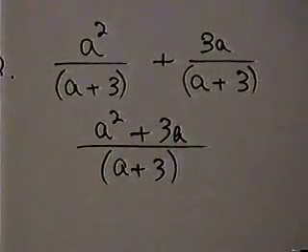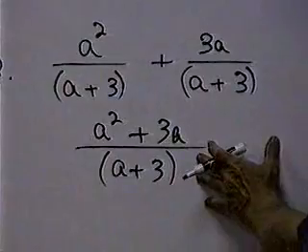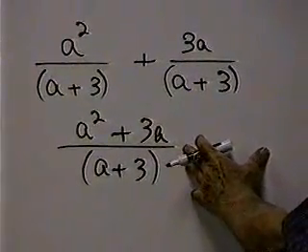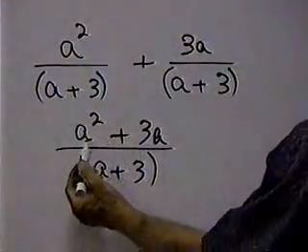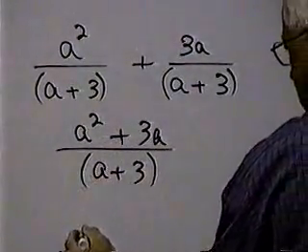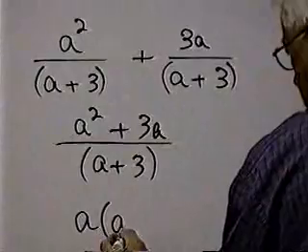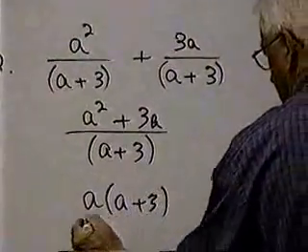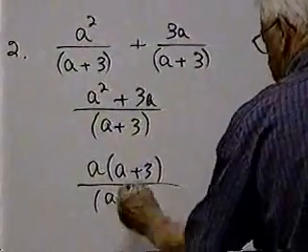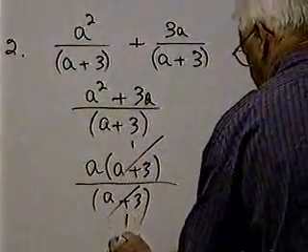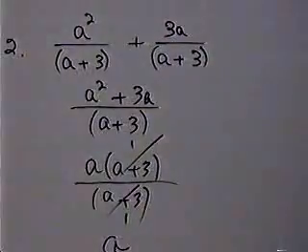Now, as before, when you were adding fractions, you're supposed to reduce them when you get through. So what we have here is a common factor. So we'll factor out an A, and that leaves us that parenthesis. And down here, I have the same parenthesis. So it divides out, and our final answer is A.